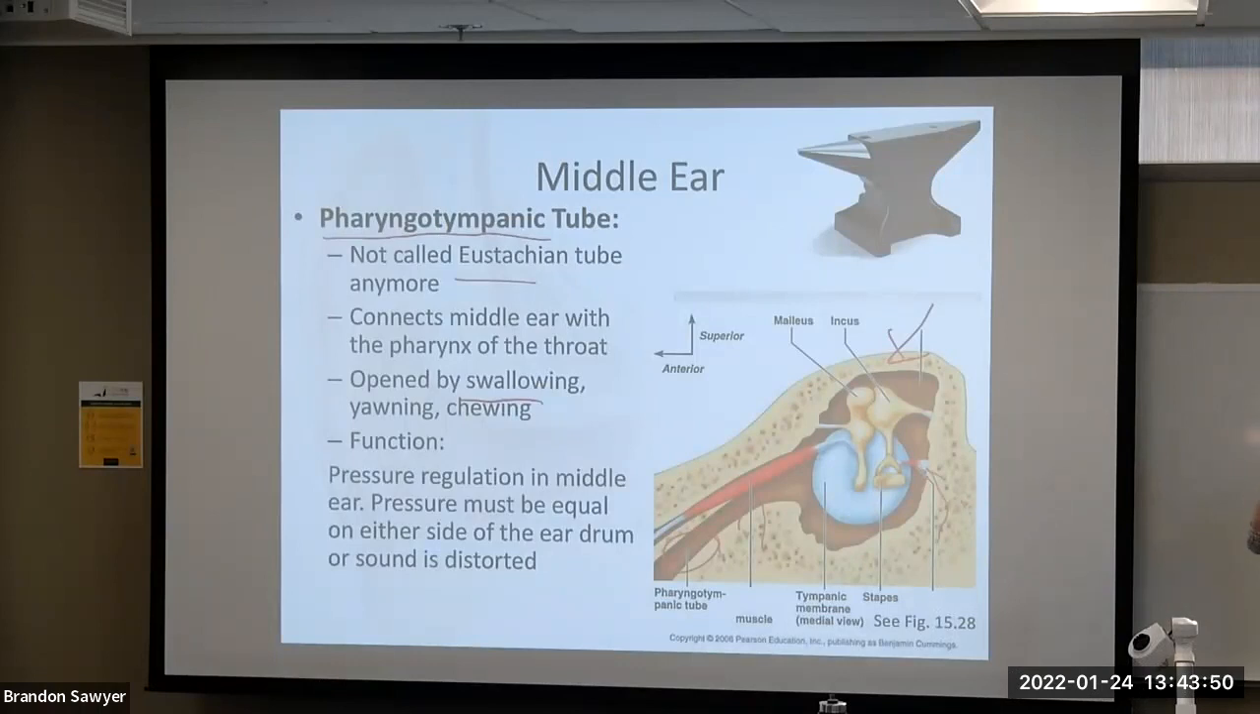And then it makes it harder to move. It doesn't move back and forth as well, so it doesn't transmit the sound as well. And so if your pharyngotympanic tube is open, you can just move your jaw around, and that equalizes the pressure, right? Because it lets the air in from the outside and makes it the same pressure that it was on the outside.